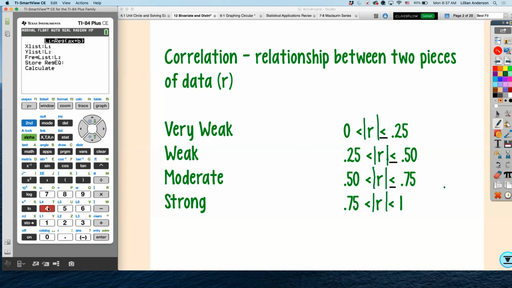You always want to make sure that your X lists in L1, your Y lists in L2, but there is no frequency list. Okay, if you do, you're going to end up getting incorrect answers. Only your X variable, GPA, and your Y variable, hours of sleep, should go in X list and Y list. So when you calculate, R would be there.